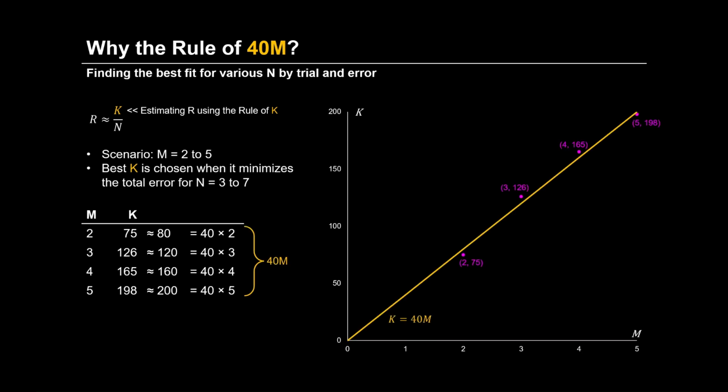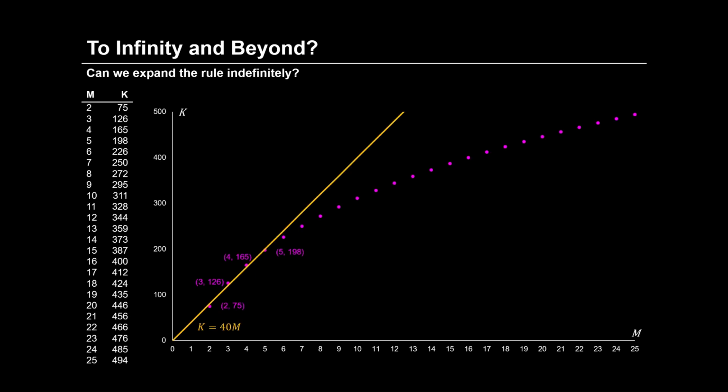Putting all these values in an xy coordinate, you are able to observe that 40m is indeed very similar to the best value of k for when m equals 2 to 5. You may ask if the rule of 40m extends beyond m equals 5. The short answer is no, and the long answer is absolutely not.